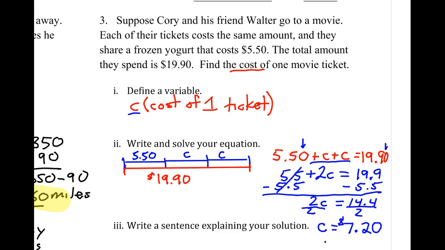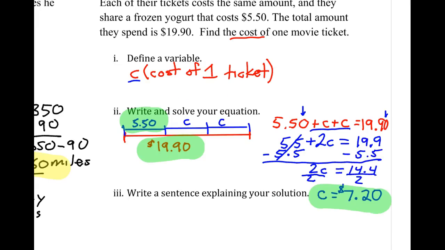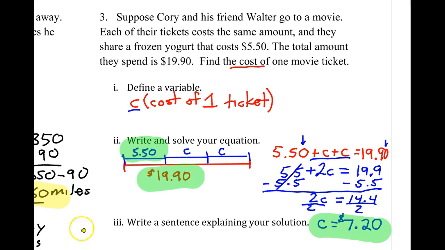So again, go ahead and write a summary using all the information from the entire problem. We know that the cost was $19.90 total, frozen yogurt was $5.50, and we found out the cost of the ticket, or 1 ticket, was $7.20. Put it all together. Give you a second to do that. Number 4.